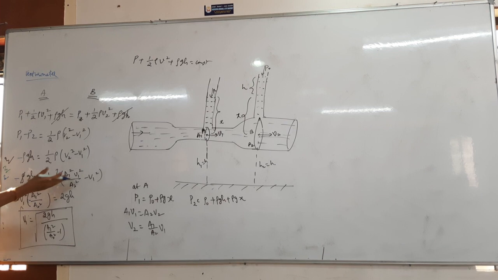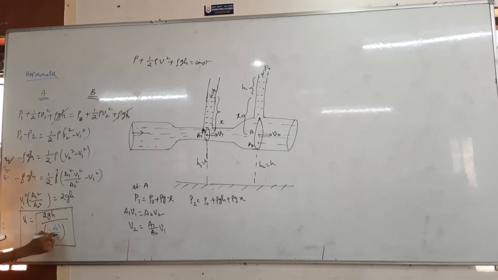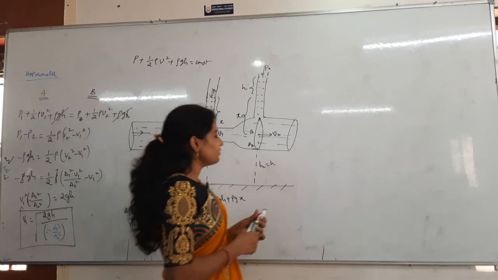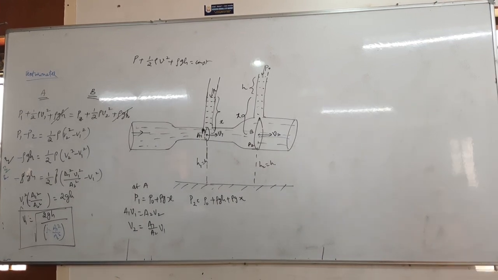Correct? I am just multiplying with minus on both sides. That's it, I am not doing anything else. Then what will you get here? This will be 1 minus A1 square by A2 square. Correct. For the previous diagram it will be correct, I think, the last diagram that I drew.